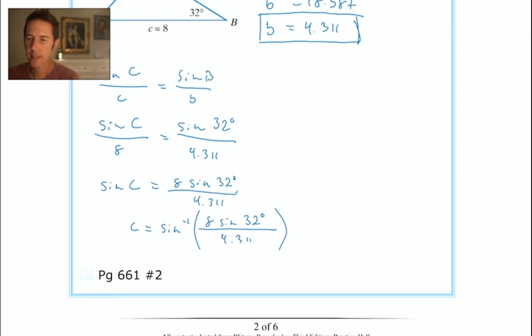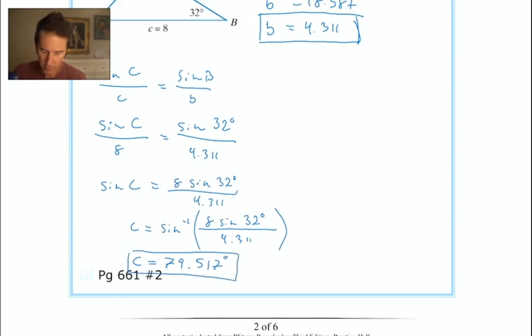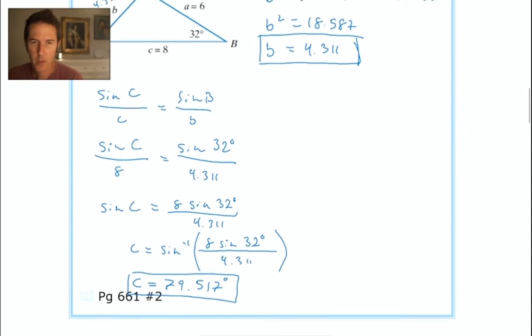And I got 79.517. And that's degrees. We just took an inverse sine, which returns an angle measure, and that is angle measure C. My C looks a little bit like a lowercase c. I should make it a bit larger. But that is our second angle measure.